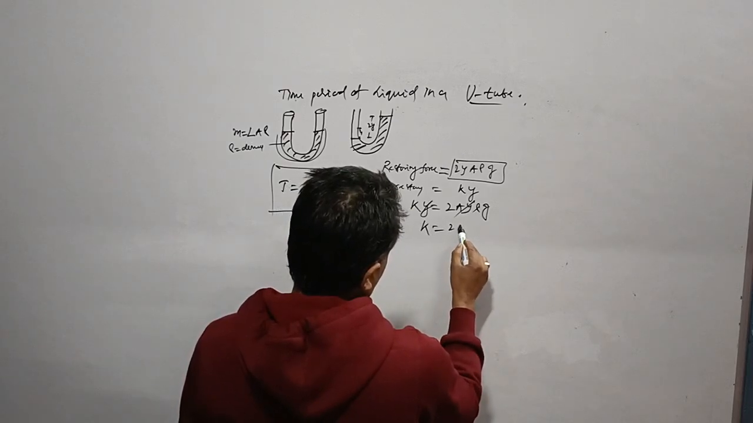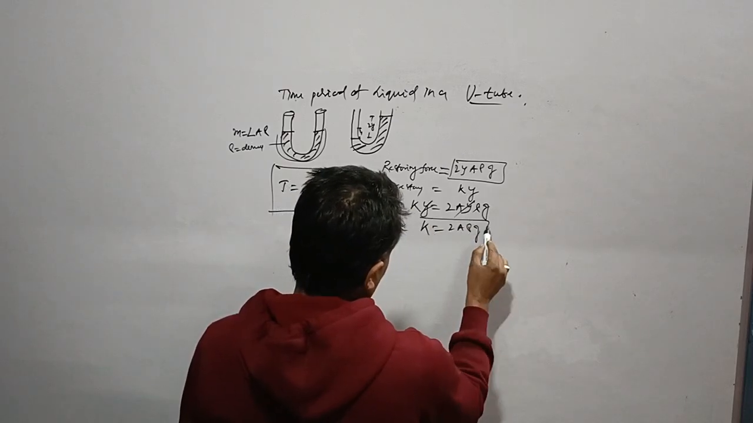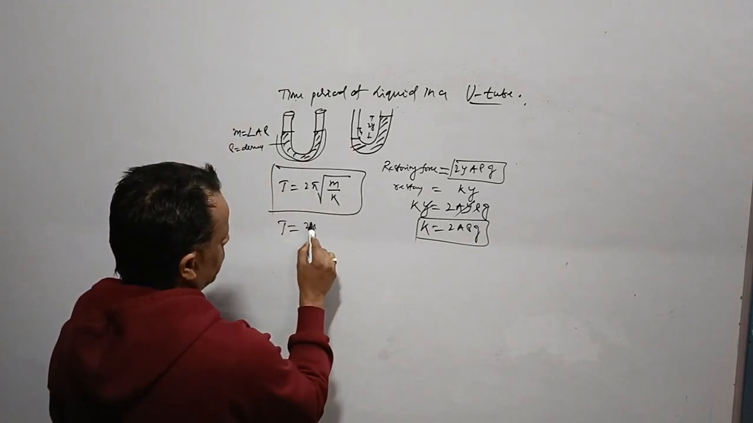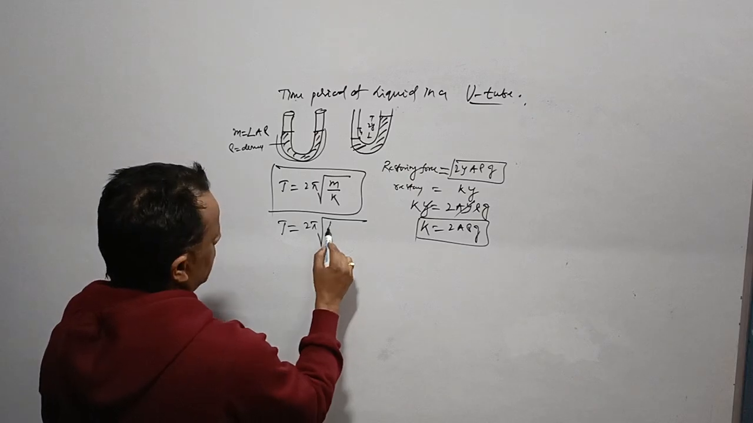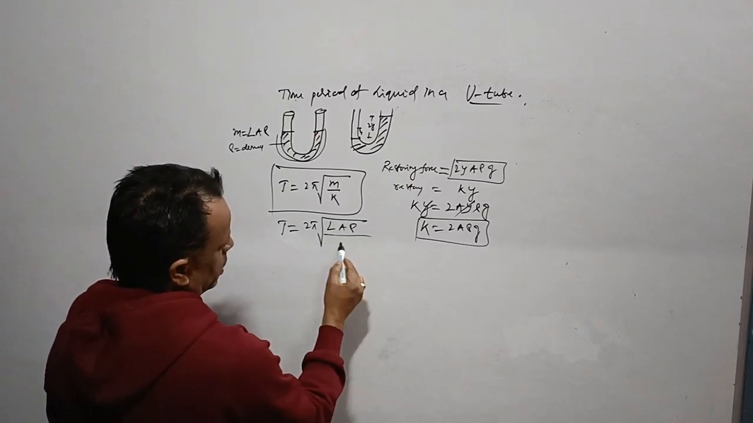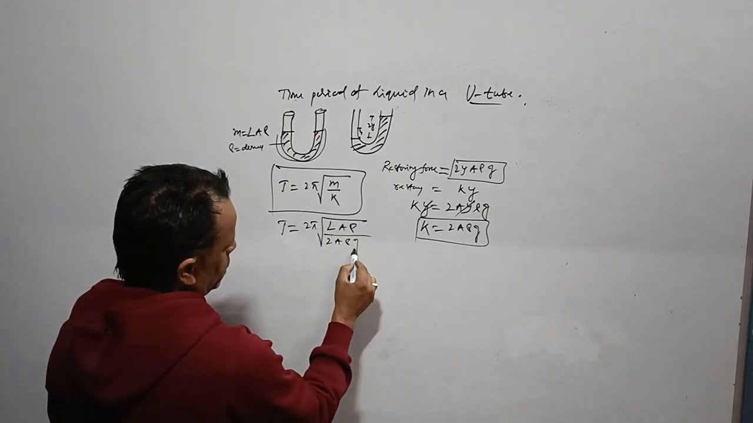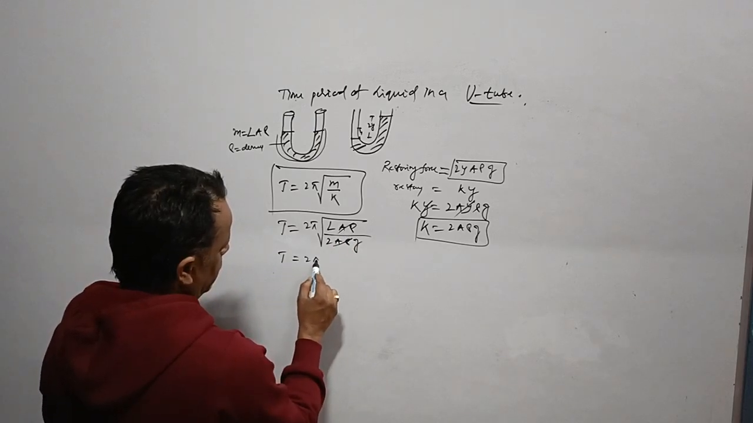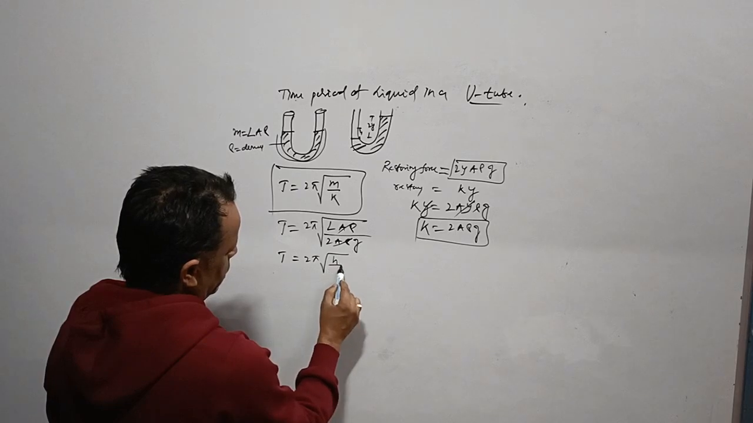2 A rho into G. What we'll do is place the value over here. It is coming out to be 2 pi. M is L into A into rho. K is 2A into rho into G. A rho gets cancelled out. What we are left with is 2 pi root over H by 2G.